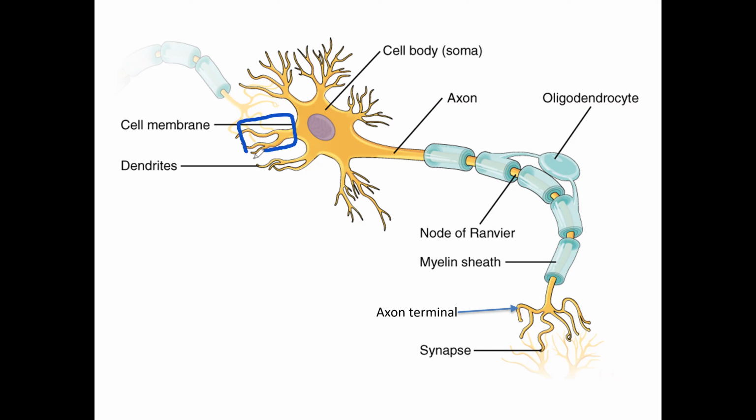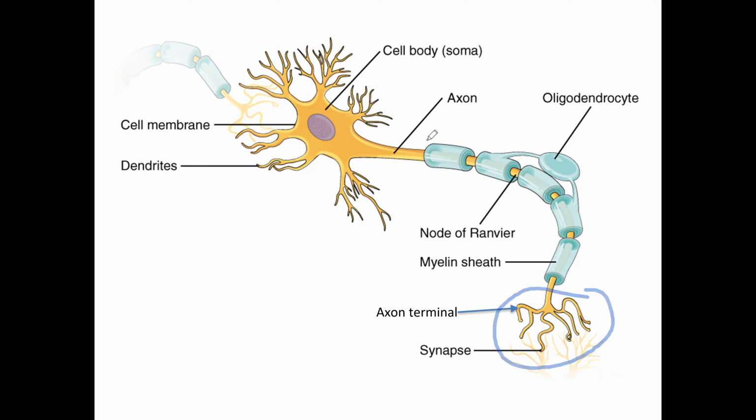Now, shorter and branching processes called dendrites. So dendrites send information towards the cell body. Then we have the axon. So this is a longer process, and usually it does not branch. It only has branches at the axon terminal. So axons send information away from a cell body. So we have soma, we have dendrites, we have axon, and we have axon terminal.